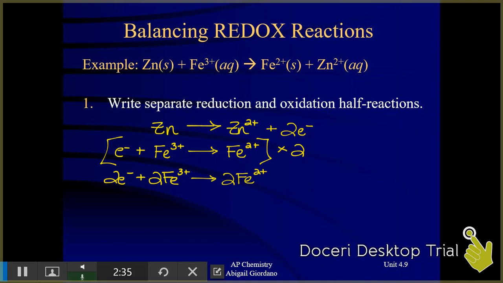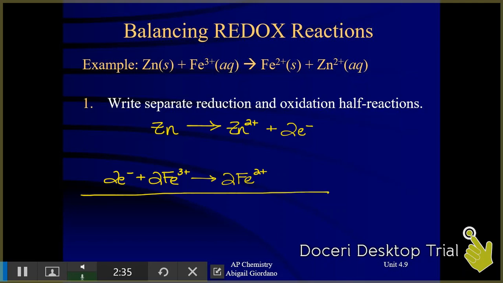And at this point then, I'm going to erase this just so I don't get confused, because I don't need this one anymore. Okay, so these are my 2 balanced half reactions, and I am now ready to add them together. Remember, anything that's the same on opposite sides of the arrows, I can cancel out.